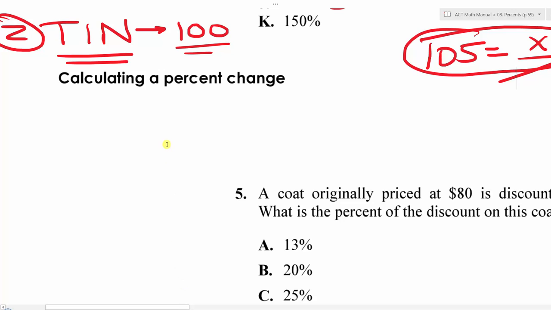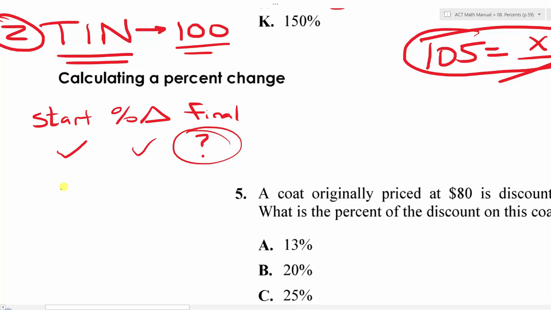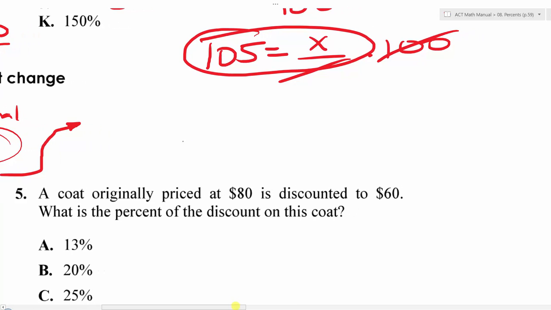So, calculating a percent change. On all the previous questions, we had a situation where we had a starting number, a percent change, and then a final. And in all of the previous questions, we were given this, and this was the unknown. This was what was left to be found. But if ACT gives you a start and a final, they may ask you what the percent change was. And in this scenario, there is a formula that you need to know and love and memorize. And that formula is this.